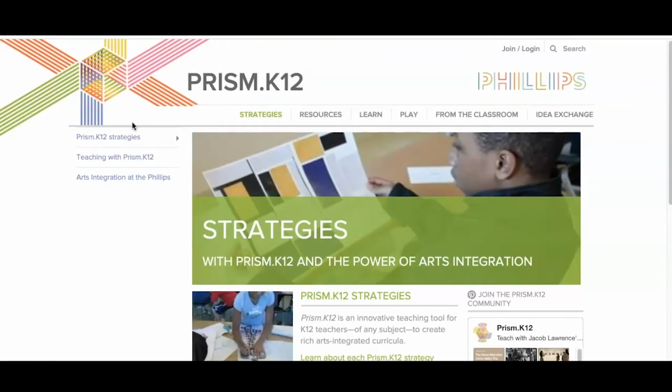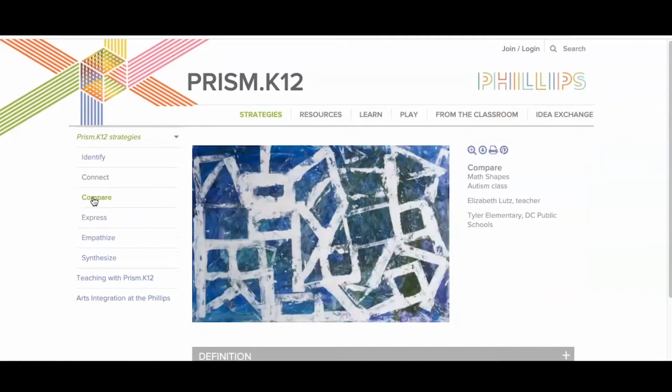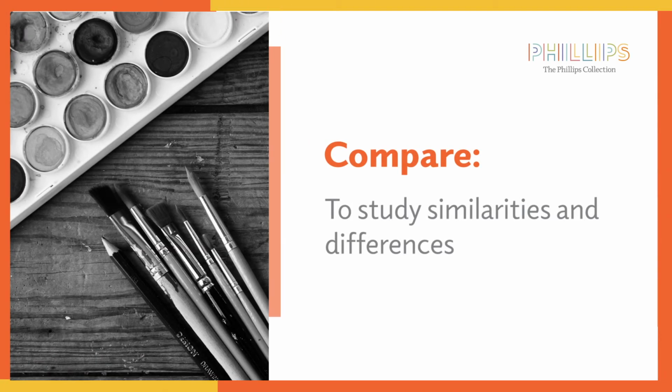Quickly look at the Prism.K12 strategy of compare and what that means. The Prism.K12 definition is to study similarities and differences.